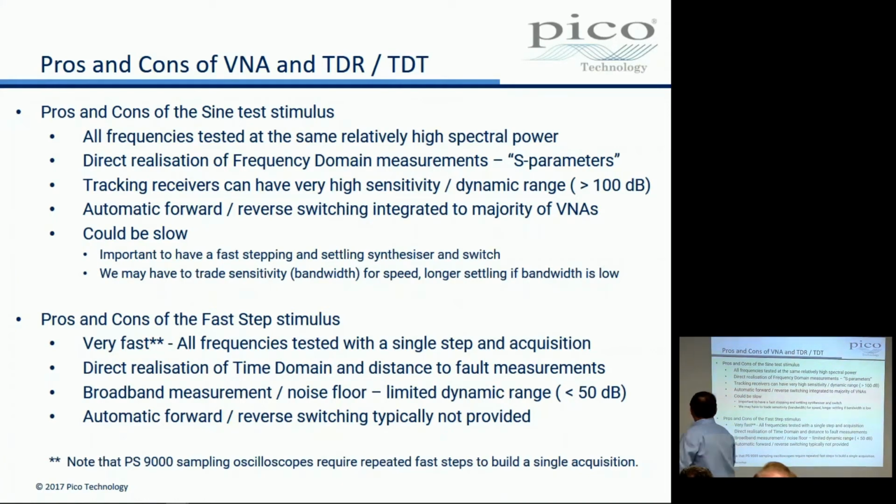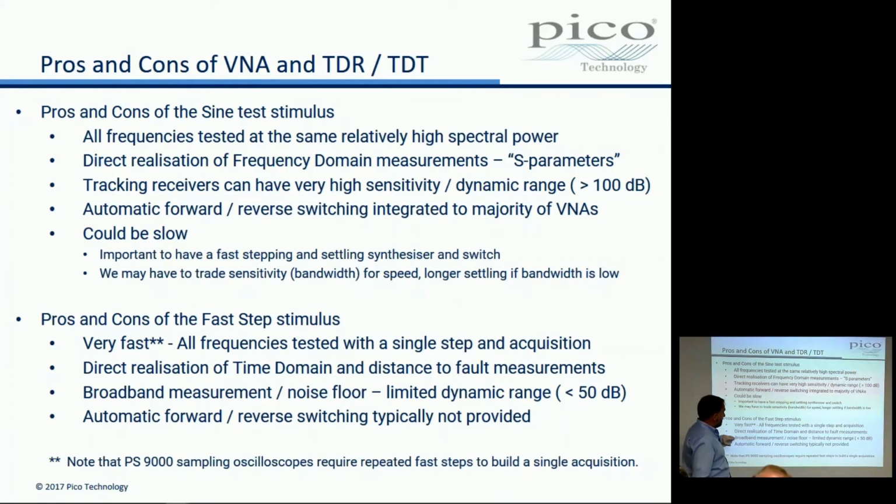Now what we're going to, sorry, I haven't finished, have I? Pros and cons of fast step stimulus. Very fast, all frequencies tested at the same time. Direct realization of time domain measurements. And so very quickly you can get distance to fault. So TDR and TDT are very good at finding if there was a short circuit on the end of this. That's the quickest way to find it, and how far away the short circuit is so that you can go and fix it. Yeah? So very quick at that sort of measurement.